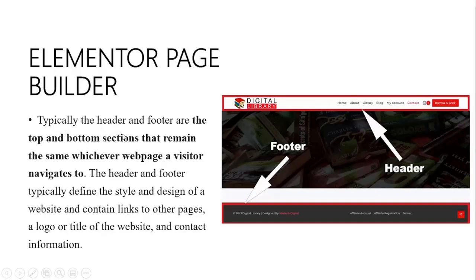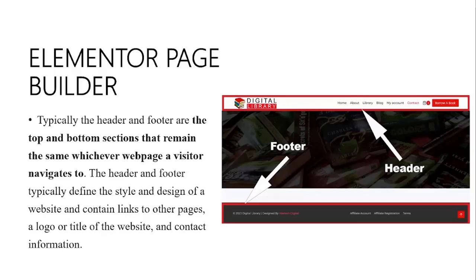Typically, the header and footer are the top and bottom sections that remain the same whichever web page a visitor navigates to. As you can see over here, this is the header, and this one is the footer. These sections of the website remain the same. It doesn't change. Wherever you go, it is still the same, and that is why we call one the header and the other the footer.